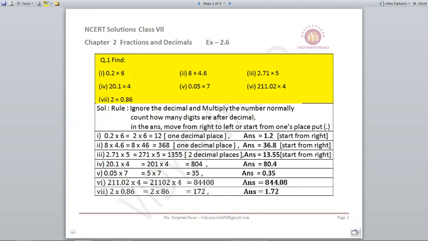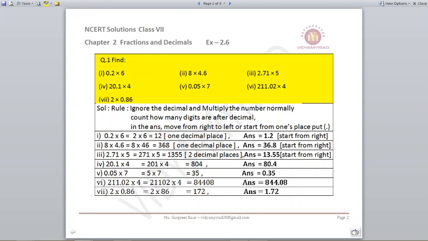Simply multiply 8 into 46, that gives you 368. How many decimal places were there? Only one place, that is 6 in 4.6. After the decimal, only 6 is there, that is only one digit. So how will I put the decimal now in the answer? My answer was 368. I will start from 8, only one place, put the decimal and write the remaining numbers, that is 36. So your answer comes to 36.8.